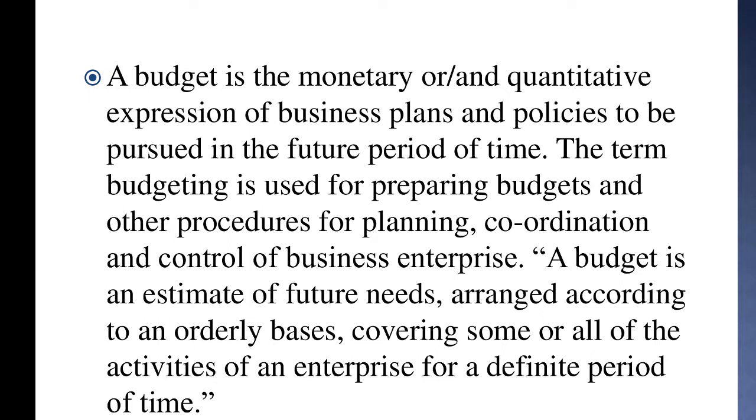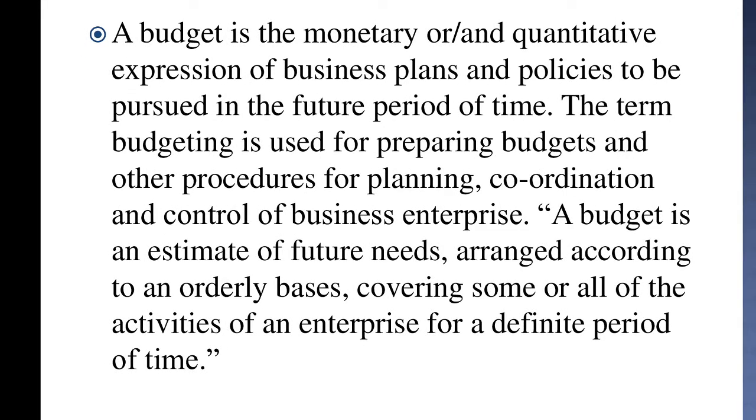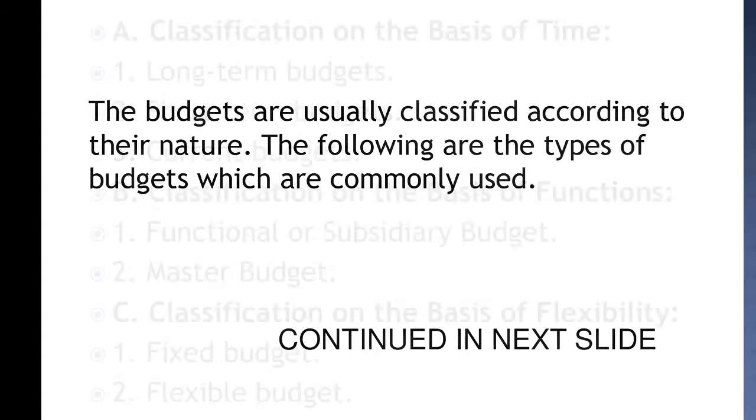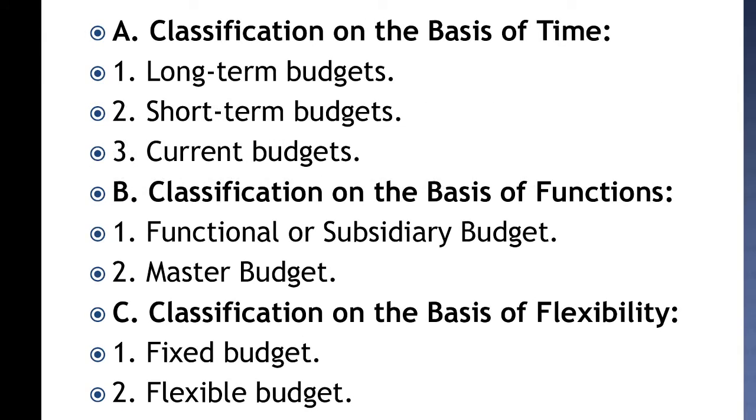One more thing: a budget is an estimate of future needs arranged on an orderly basis. According to preference, they give weightage: for which departments we should spend and which departments we are not supposed to spend on this particular year. We'll see about different types of budgets. They are classified on the basis of time, on the basis of functions, and on the basis of flexibility.